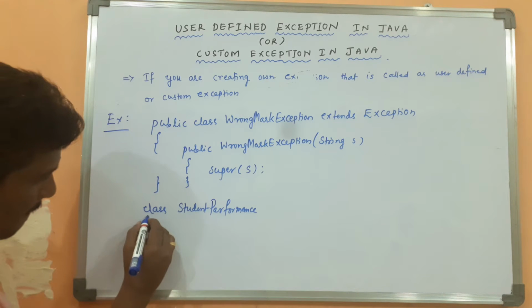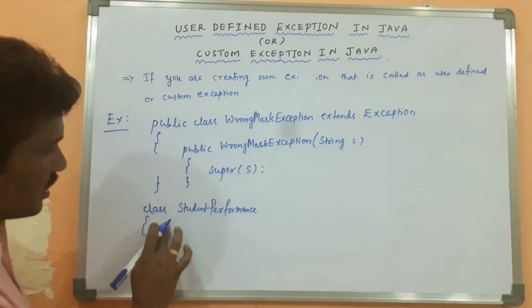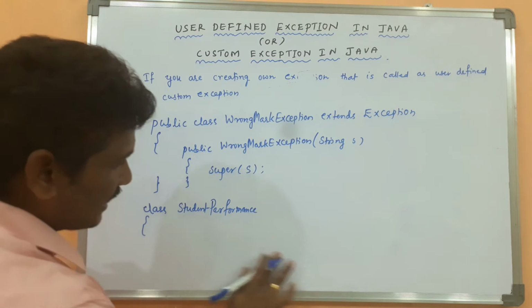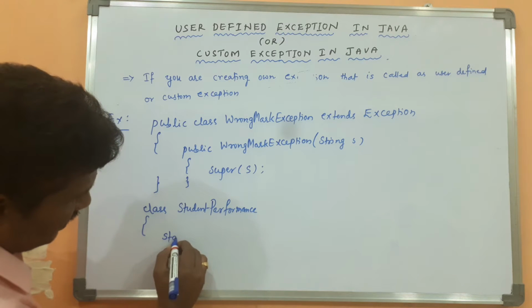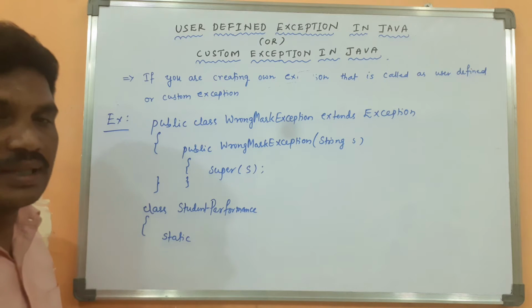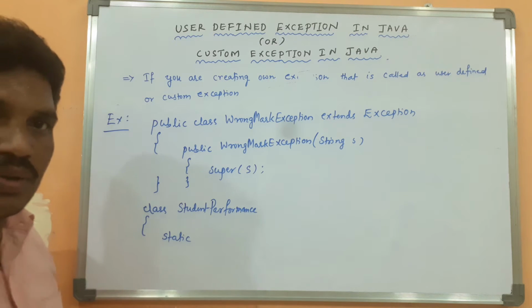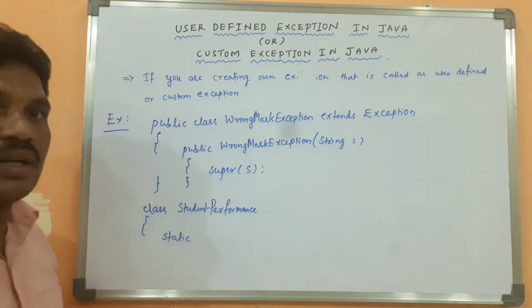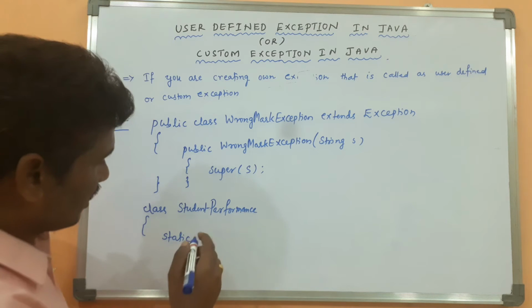Then here, what you have to do is write a method. I want to use a static method. If you want, you can also use another normal method or instance method. I want to use the static method, and if you use the static method, what is the advantage? You will also know it. That's why I am using the static method here.